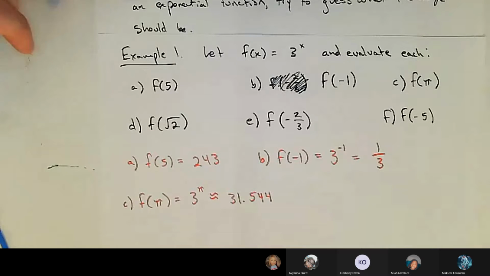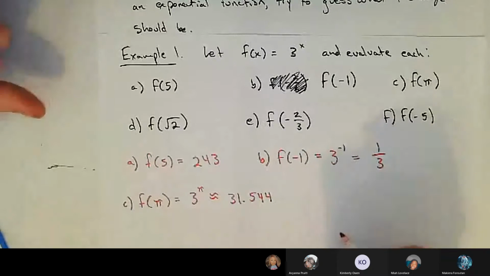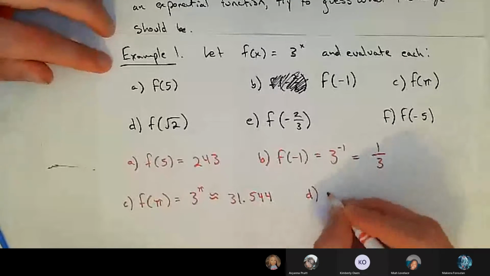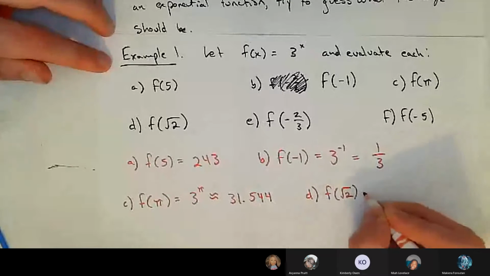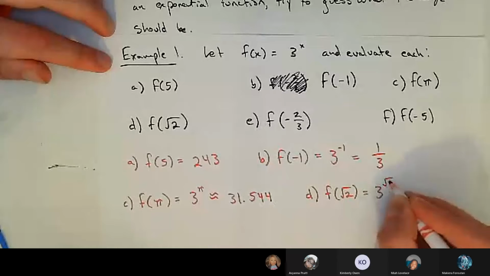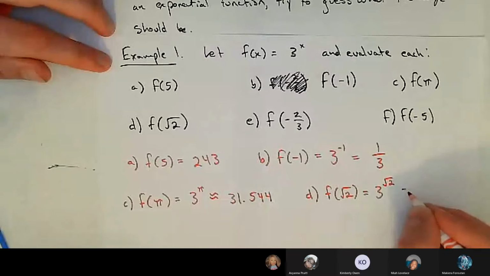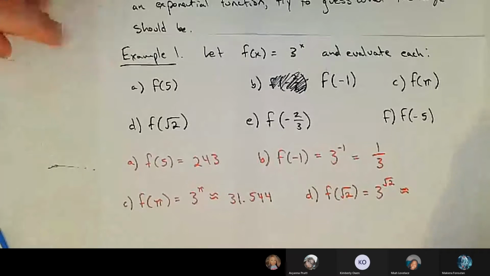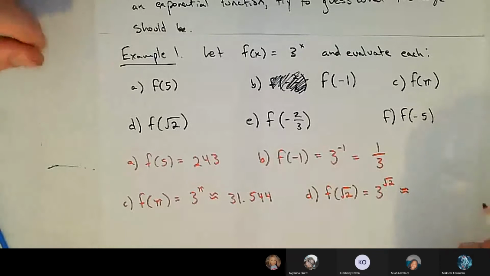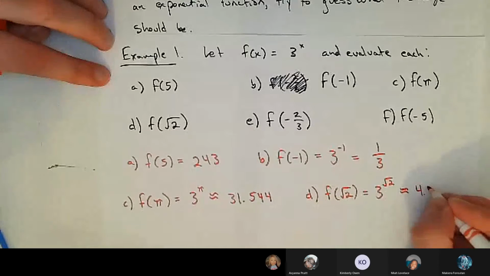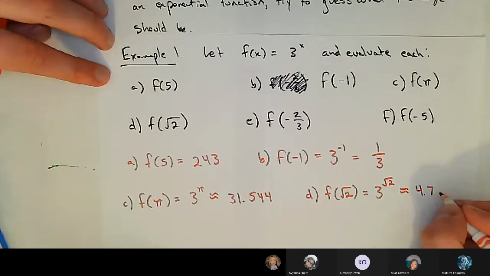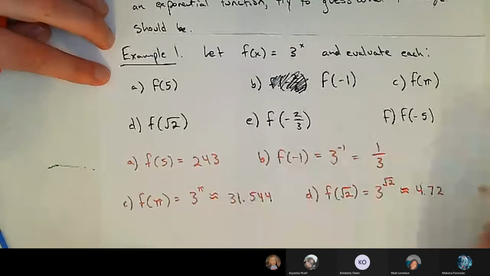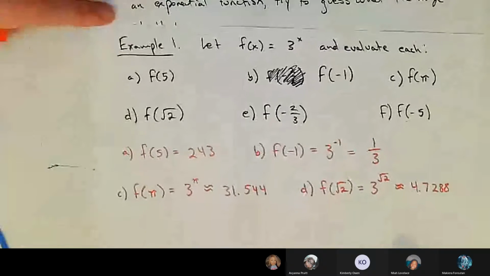31.544 approximately. So anytime you have to use the calculator and round, that's an approximation. That's why I use that little approximate symbol there. I'm going to have to do that for part D as well, because f of square root of 2, square root of 2 is another nasty irrational number. So I'm going to have to approximate it again, plug that into the calculator, and I'm getting 4.7, and I'll keep 5 significant figures there.